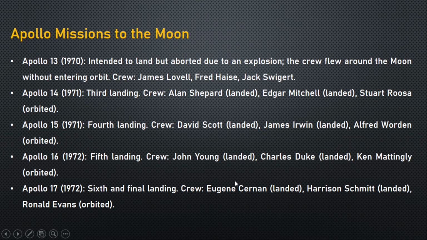So we have Apollo 13. They were supposed to land in 1970, but there was an accident. There was an explosion. So the crew flew around the moon without entering the orbit. Okay, but they came back safely. They were supposed to land, but they couldn't land. They couldn't even orbit, but they made a flyby and came back.